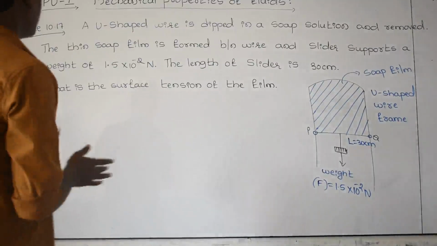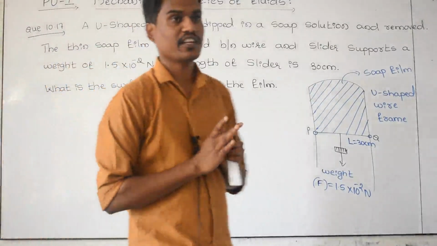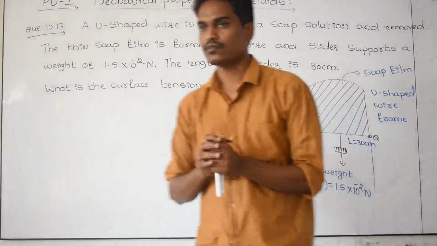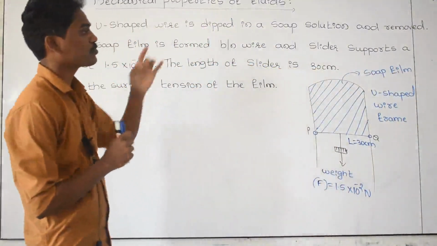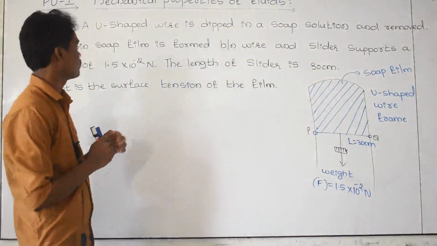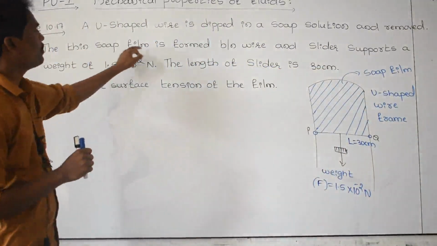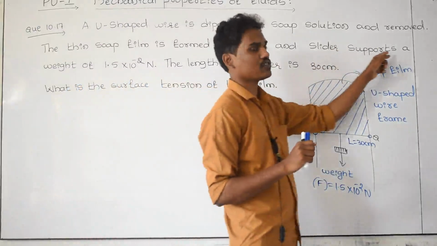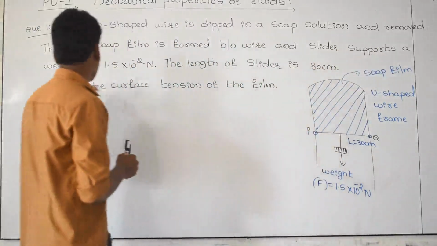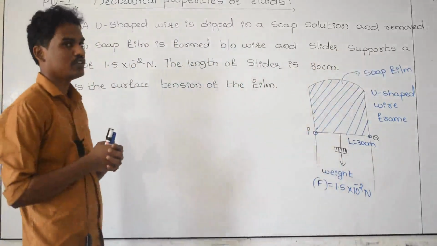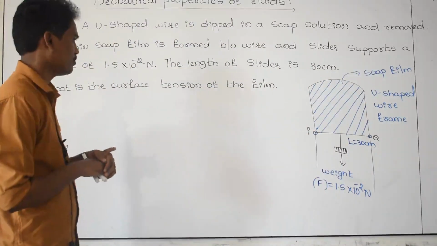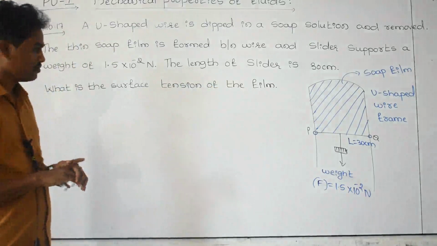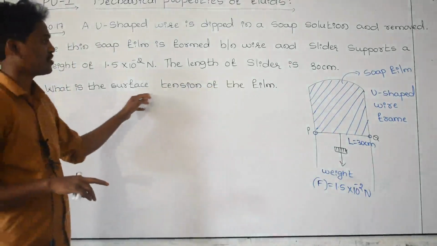And next exercise, that is 10.17, read the question. A U-shaped wire is dipped in a soap solution and removed. The soap film formed between the wire and the slider supports a weight of 1.5 into 10 to the power of minus 2 Newton. The length of the slider is 30 centimeter. What is the surface tension of the film?